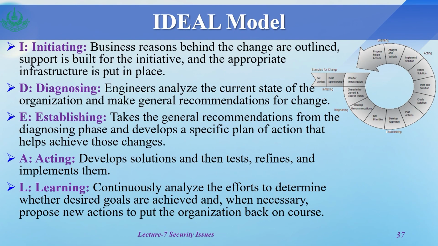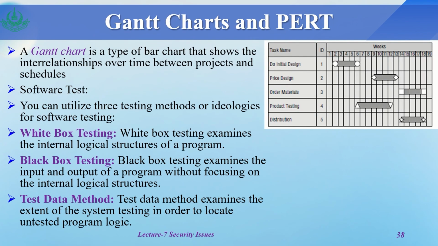And fifth is learning: continuously analyze the effort to determine whether desired goals are achieved and, when necessary, propose new actions to put the organization back on course. Another is the Gantt chart. A Gantt chart is a type of bar chart that shows the interrelationship over time between projects and schedules.